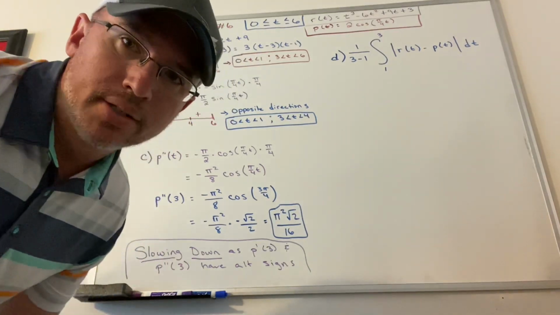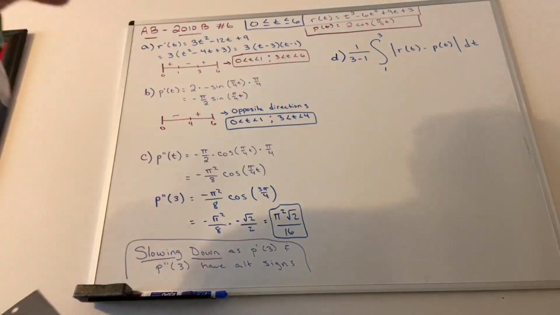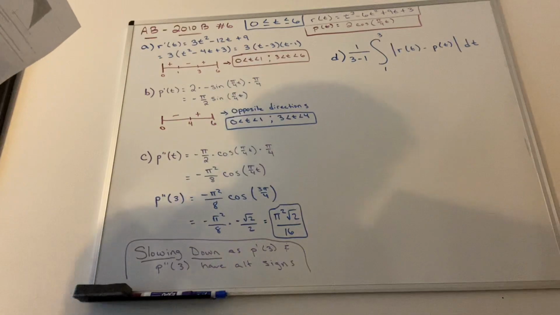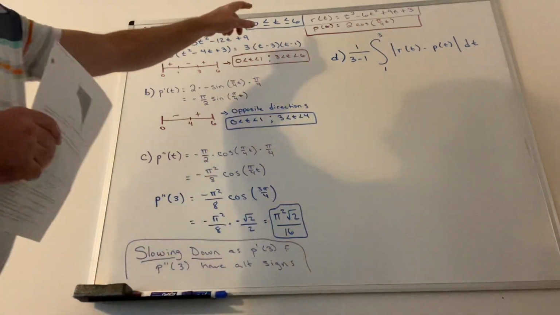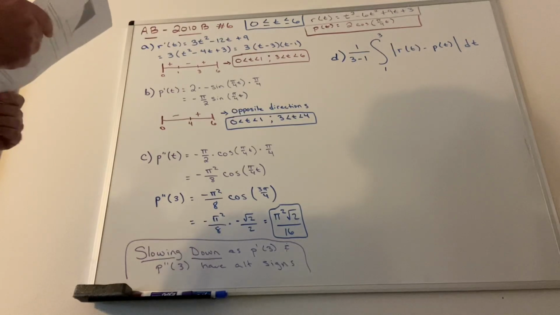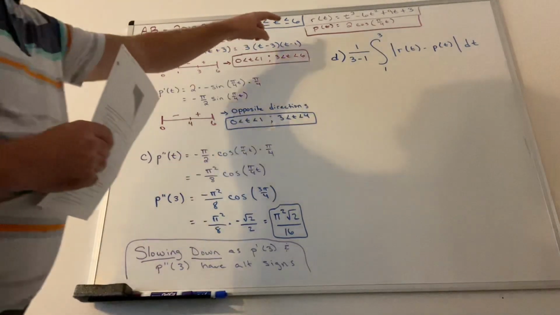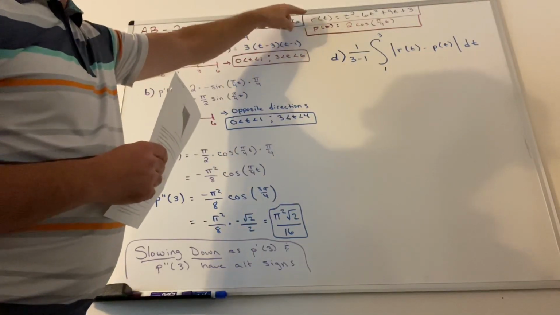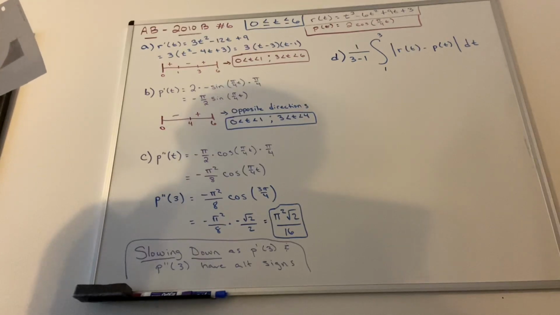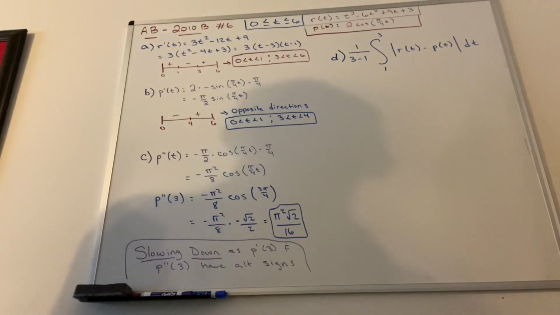All right, this is 2010B number 6. This test's position velocity acceleration question. You're told that you have a time interval from 0 to 6, and you're given position functions for particles P and R. So those are position functions. In part A, it says between 0 and 6, find all times where R is moving to the right.